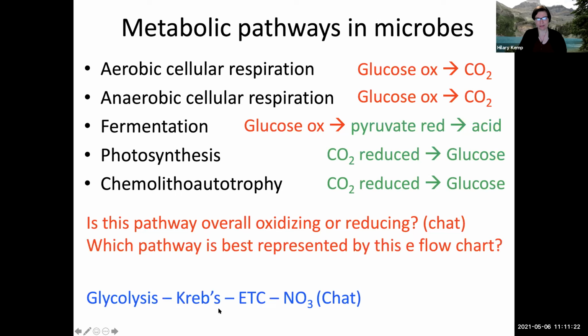Okay, I asked you about a flow chart last time. What is this electron flow chart depicting? Which process above? You go through glycolysis. The electrons are removed in glycolysis, they're removed in the Krebs cycle, they end up in the electron transport chain and they're put onto nitrate.